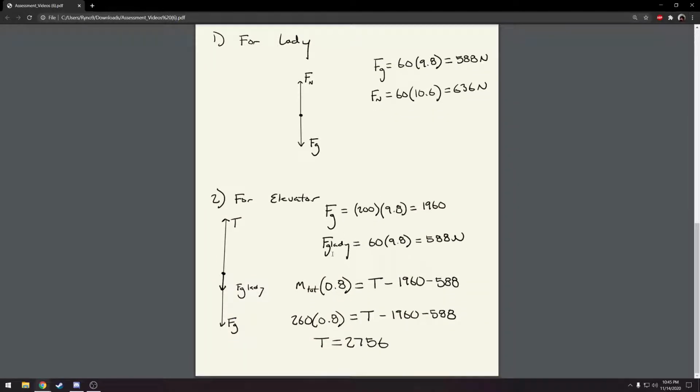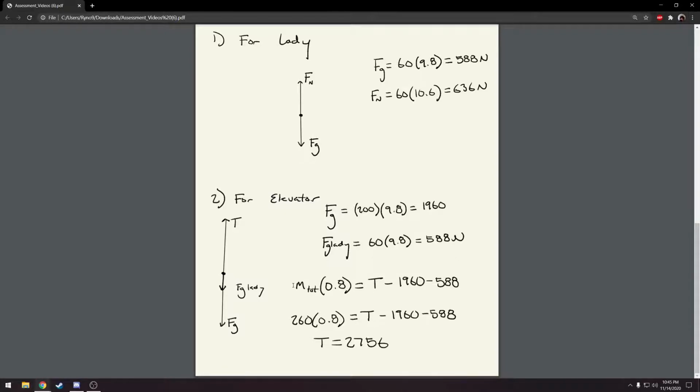And the force of gravity for the elevator is going to be equal to the mass of the elevator, which is 200 times 9.8, which is 1960. And then with these two equations, we can set up an F-net equation, right? F-net is going to be equal to the tension minus the force of gravity, which is pulling it down, so it's going to be negative, minus the force of gravity from the lady, which is going to be down, which is why it's negative. And we plug in our knowns.